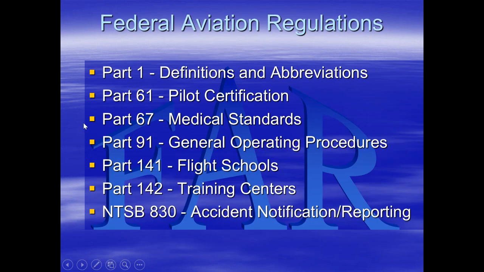Then, of course, we have the federal aviation regulations that are public and available to us. We're going to go over this more specifically in about a week, but the FARs are one of the publications that we use. Part 1 talks about definitions and abbreviations. Part 61 is pilot certifications. Part 67 is medical standards. Part 91 is general operating procedures. Part 141 is about flight schools. 142 is training centers. And then NTSB 830 is all about accident information, notification, and reporting. We're going to go over these more specifically. In fact, we spend a couple days on FARs.